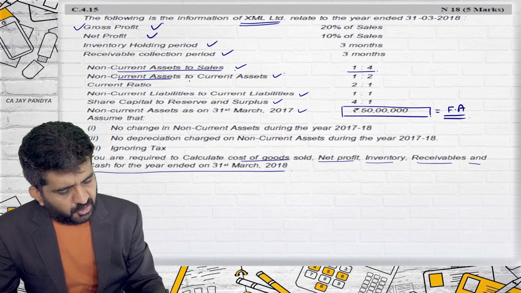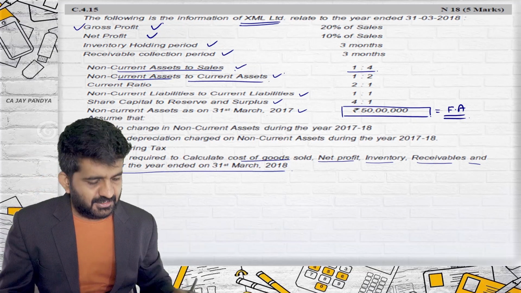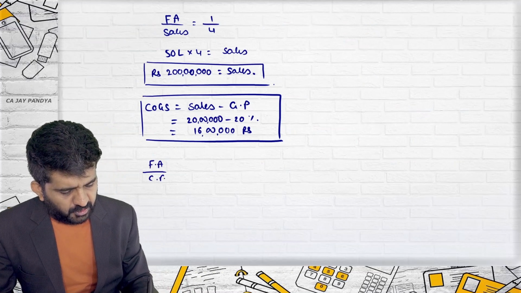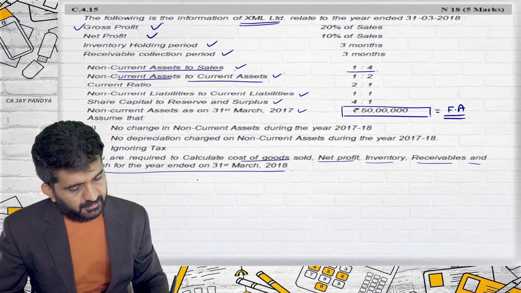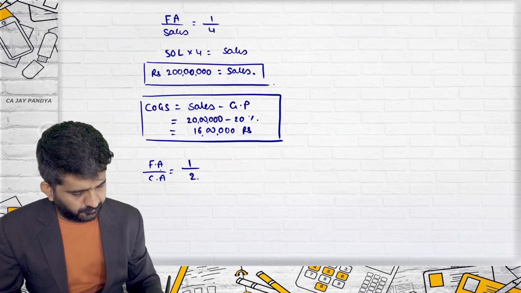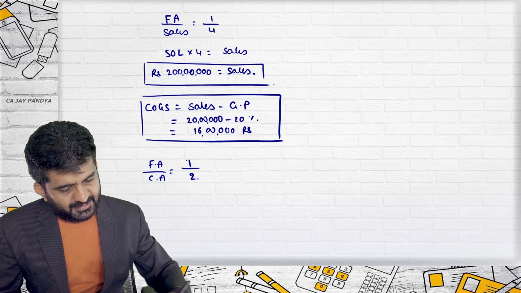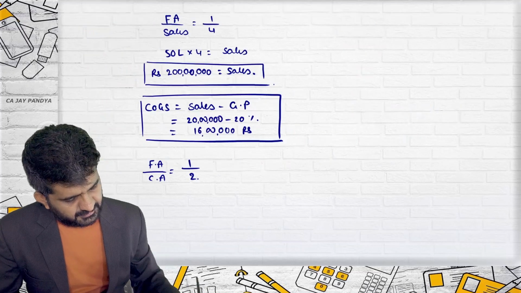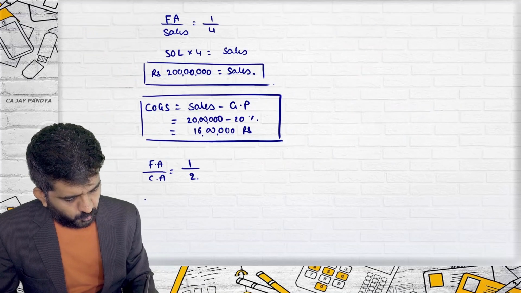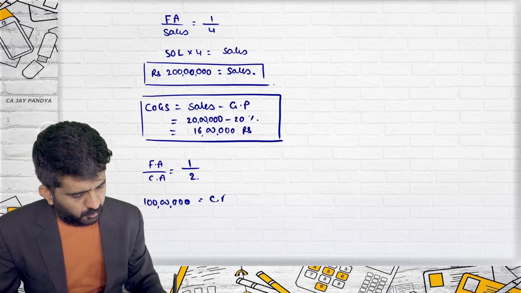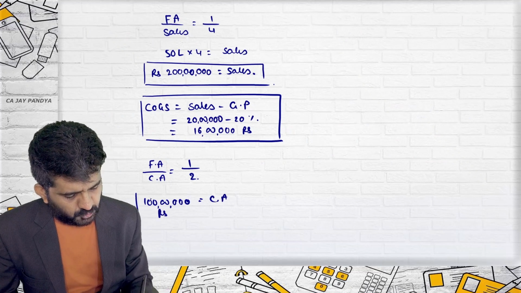Non-current assets to current assets: this way I will be getting the answer of current assets. Fixed asset to current asset is equal to 1:2. Fixed asset I am having 50 lakhs. So 50 lakhs into 2, 100 lakhs will be equal to current assets. So current asset is 1 crore rupees.